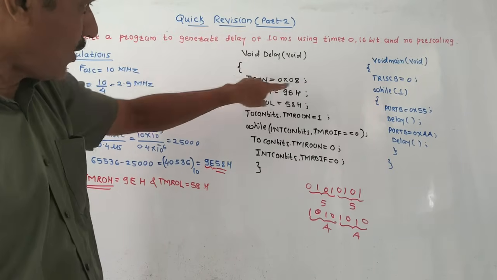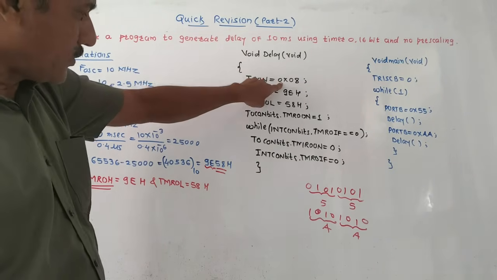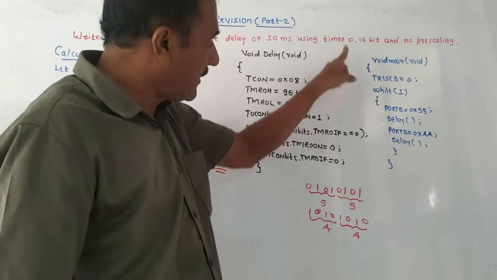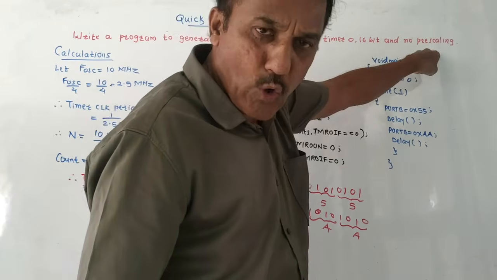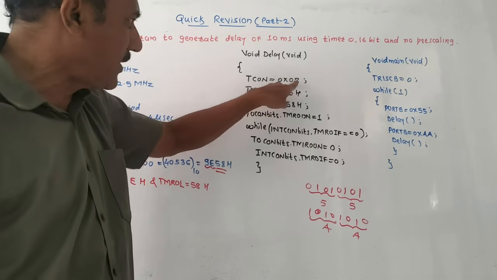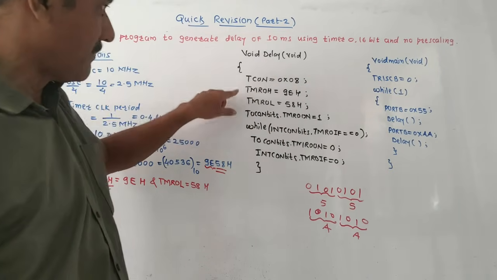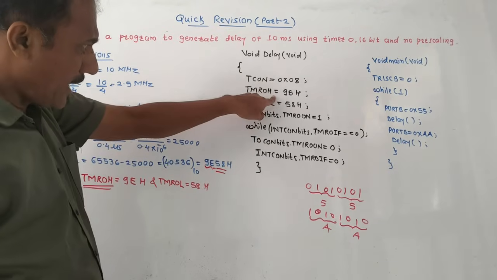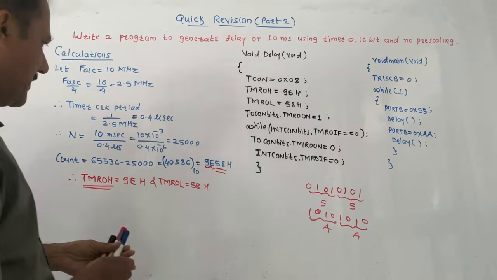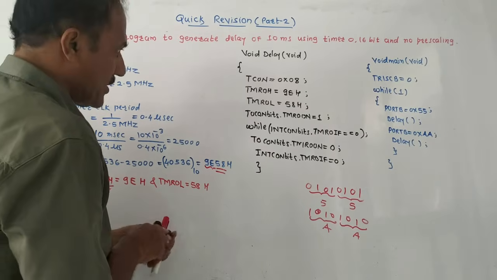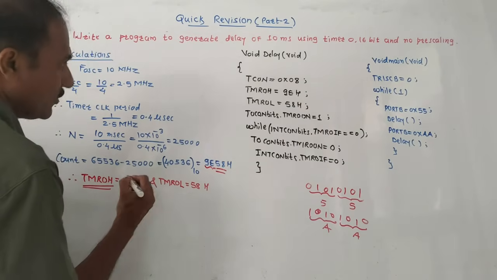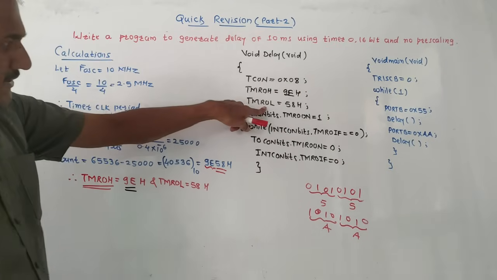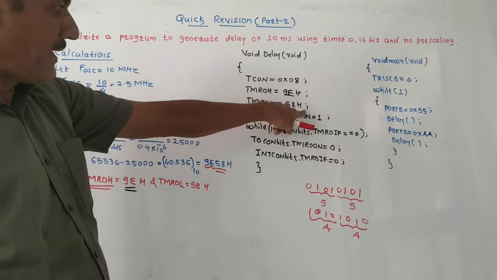So, void delay, T0CON is equals to 0x08. This command indicates we are using timer 0, 16 bit, no prescaling. So it is 0x08. Do remember this command. Then we have discussed TMR0H, load higher register with 9EH. This value we just now discussed. Load lower register of timer 0 with 58H.